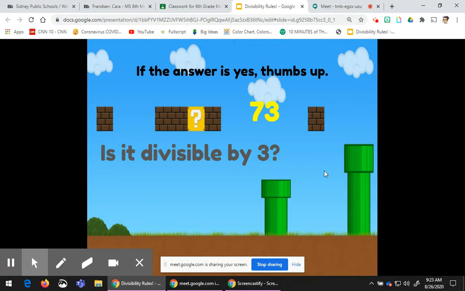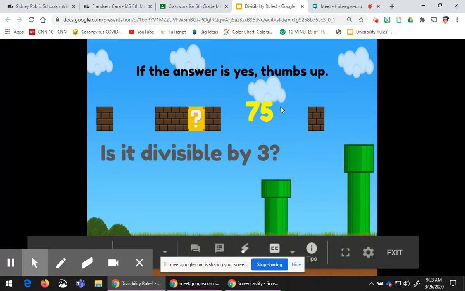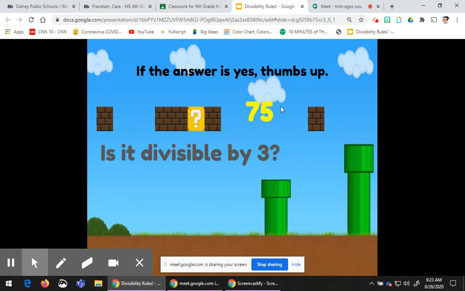So game again. What about 73? Thumbs up if it's divisible by 3, thumbs down if it is not divisible by 3. Well, what is 7 plus 3? 10. 10 is not divisible by 3, so I'm going to put my thumb down on that one. All right, what is 7 plus 5? Anybody? 12. Is 12 divisible by 3? Yep, so 75 is evenly divisible by 3.